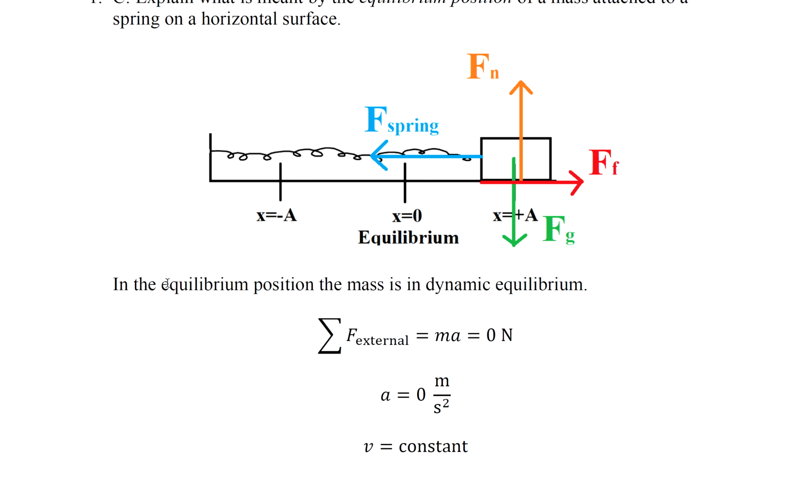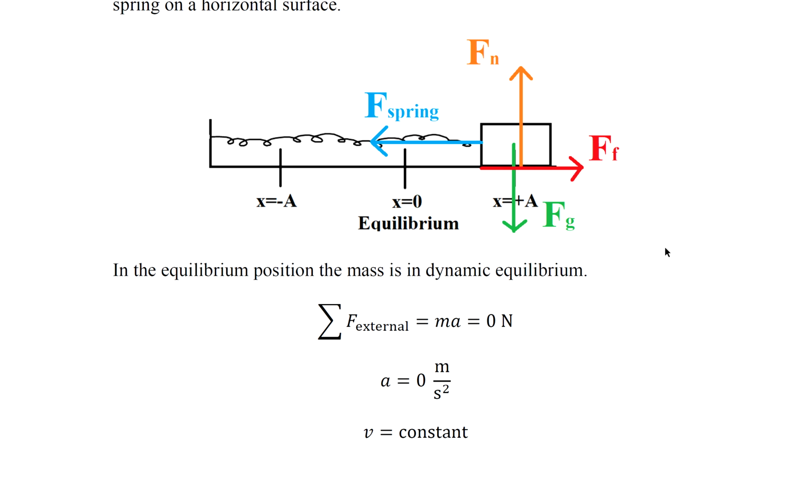In the equilibrium position, the mass is in dynamic equilibrium. Remember the meaning of dynamic equilibrium: sigma F is 0, a is 0, v is constant. Please memorize this. Remember the meaning of static equilibrium: static equilibrium is sigma F is 0, a is 0, v is 0.